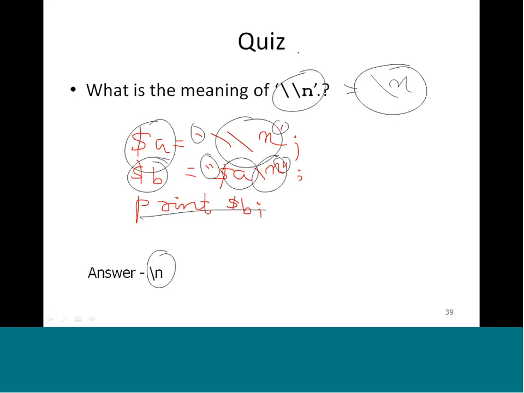So as you know, the backslash n we studied in the escape slide, just specifying backslash n means that it's a new line character. But in this case, since we are escaping that backslash, this is treated as a literal, and since this is treated as a literal, even the n is also treated as a literal.